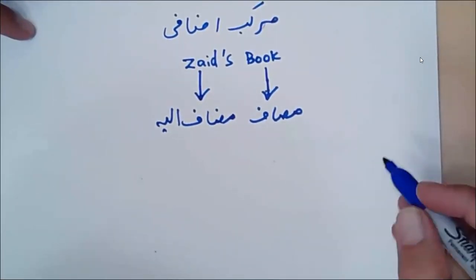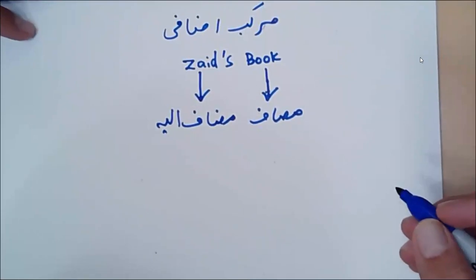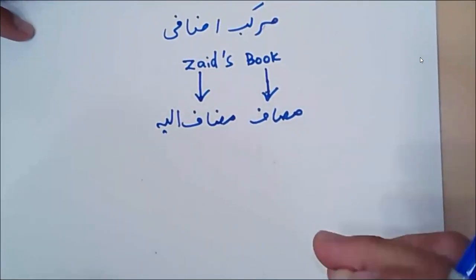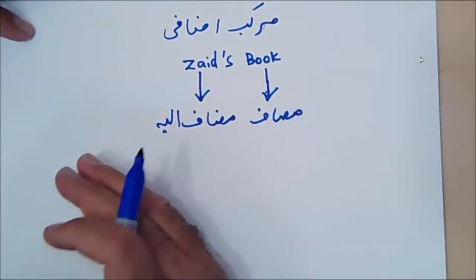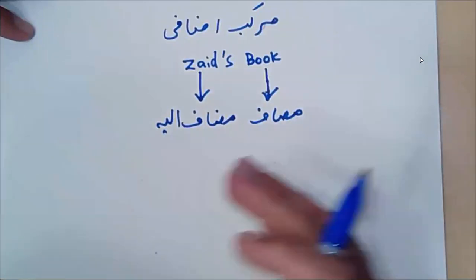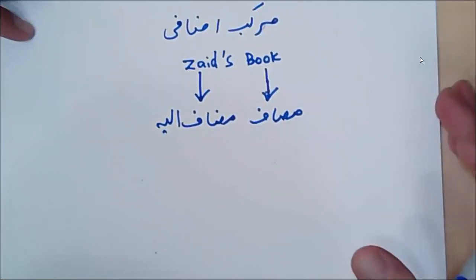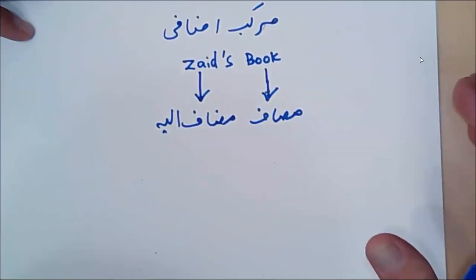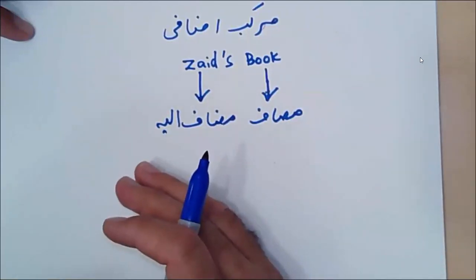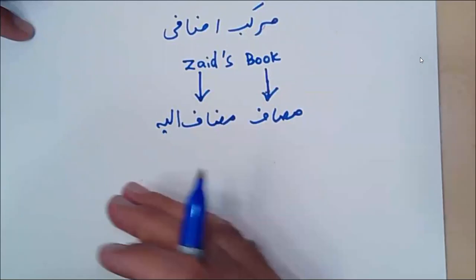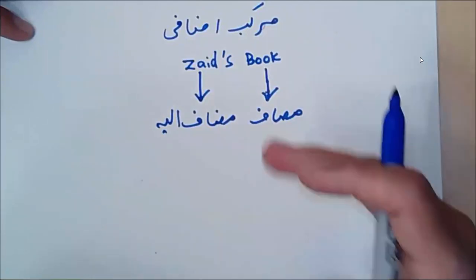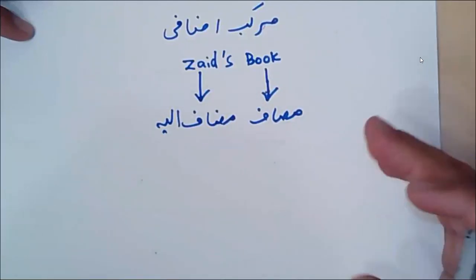In the previous murakkabat, like murakkab tawsifi, we said if they are marifa, remember last time we said mausuf, in murakkab tawsifi we had mausuf and sifa. So whatever the mausuf is, the sifa is going to follow. And then the four categories were the status, the capacity, the gender, and the number.